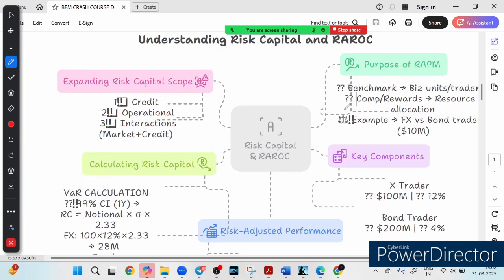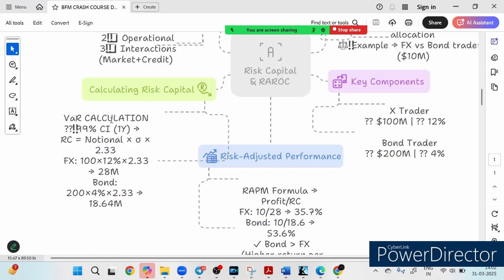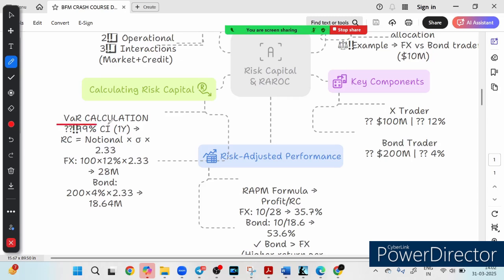Now let's look at how banks calculate the risk capital. One of the most used methods is called VAR. VAR calculation is the most useful method, called value at risk, to measure the risk capital. So what is the formula? It estimates the potential loss. The formula is RC equals notional amount multiplied by volatility.